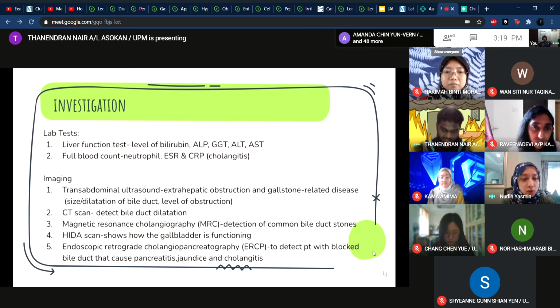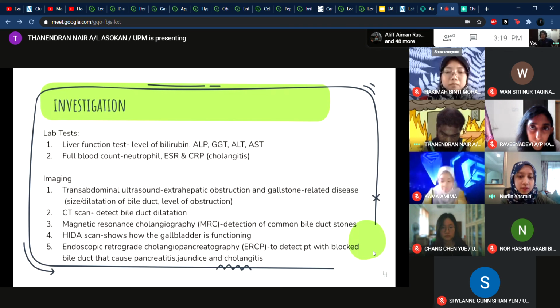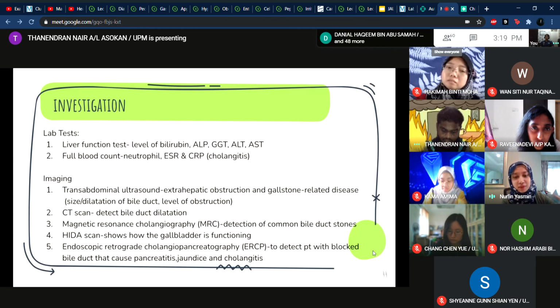Lastly, we can do the endoscopic retrograde cholangiopancreatography, which is the ERCP, to detect patients with bile duct problems that cause pancreatitis, jaundice, and cholangitis. But usually the ERCP is for treatment, usually to remove the excessive bile from the bile duct. Next.